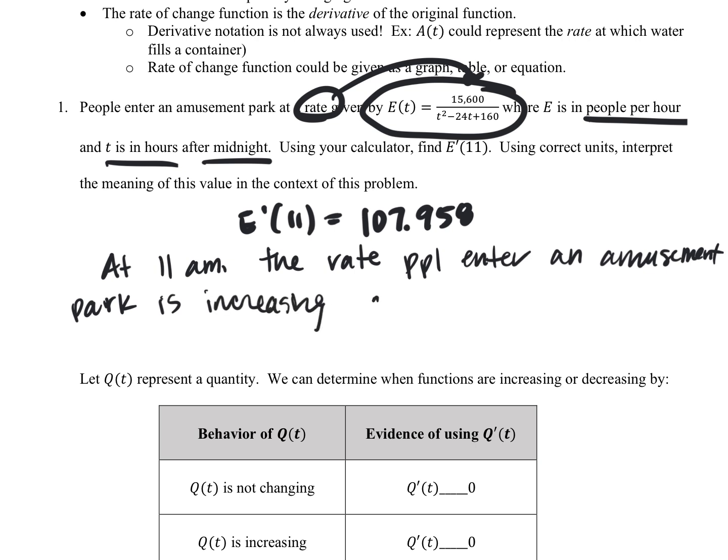Oh, and then, yes, even though we already said rate, wasn't E a rate in itself? E was already a rate. When we took the derivative again, we got to do another rate. Increasing at a rate of 107.958. Use those units. If it was people per hour, what's that unit going to be now?